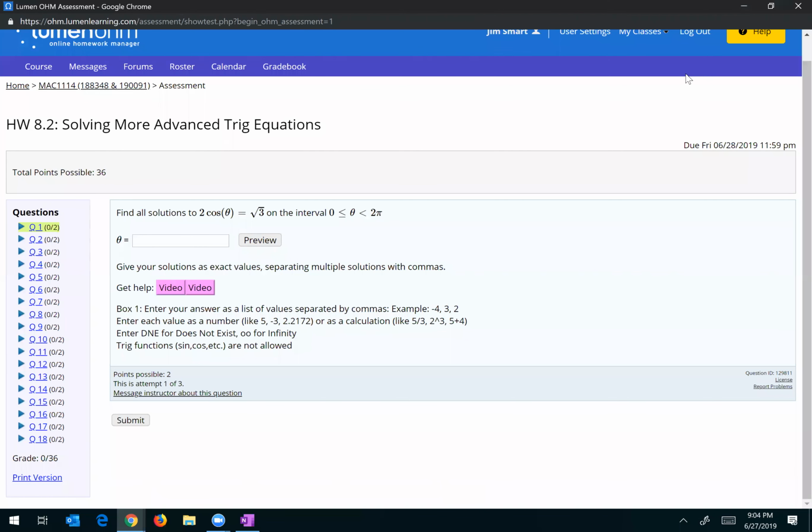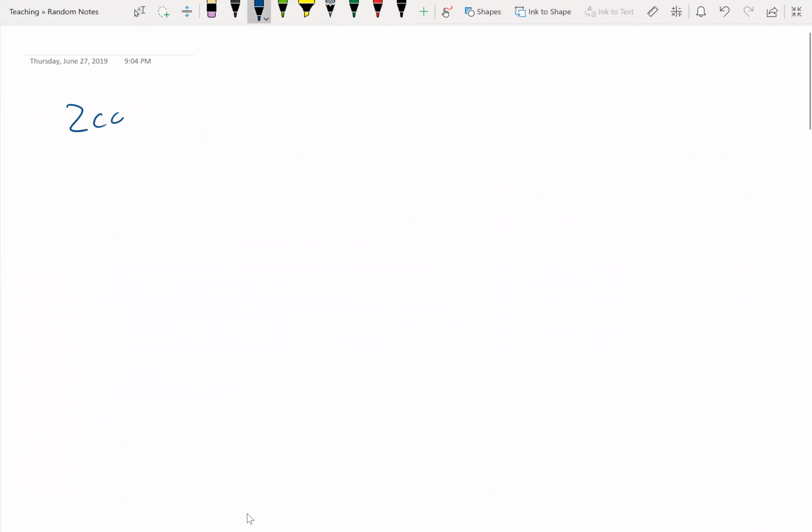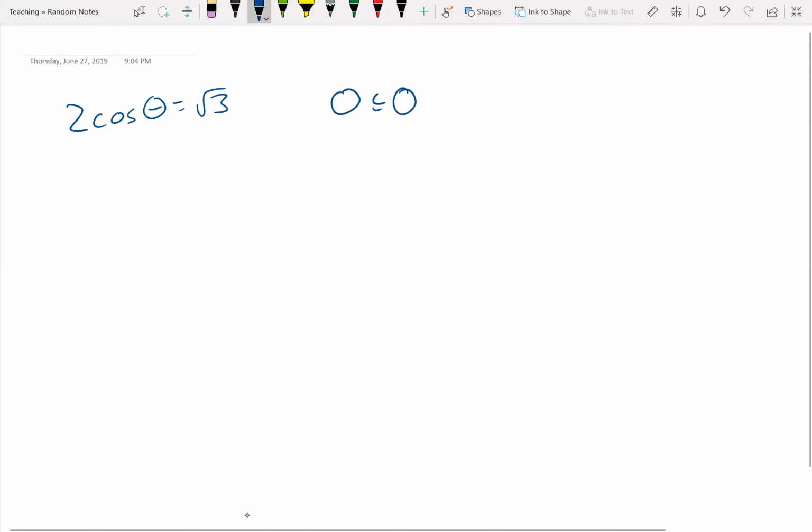All right. So if we wanted to solve an equation like 2 cosine theta equals square root of 3, there are infinitely many solutions, but we want just solutions where theta is between 0 and 2 pi. So we say cosine theta equals square root of 3 over 2, just divide both sides by 2.